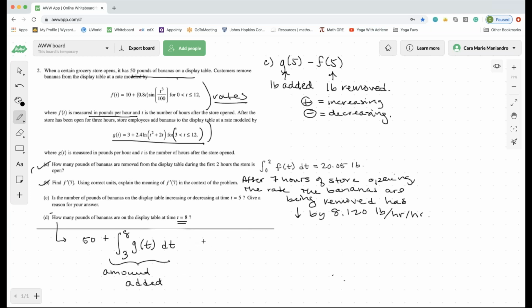And then I'm going to have to take away the bananas that we took away. So I'm going to subtract the integral from 0 to 8 of f of t dt. This was the amount that were taken away, and that would be the total amount that we have left. I'm not going to plug and chug that into the calculator, but that is the setup. Does anybody have any questions? I know the rates can be confusing, so if you have questions, ask them now.